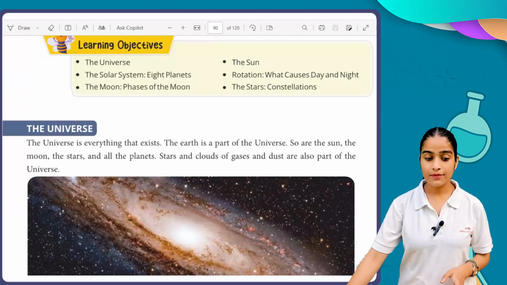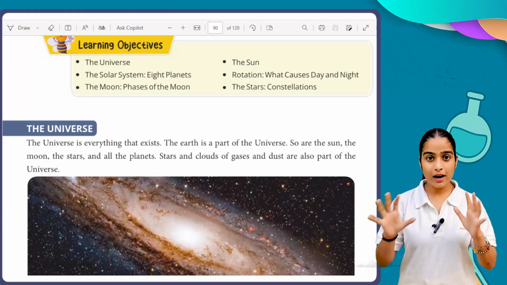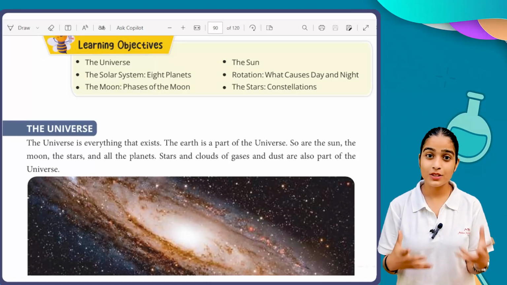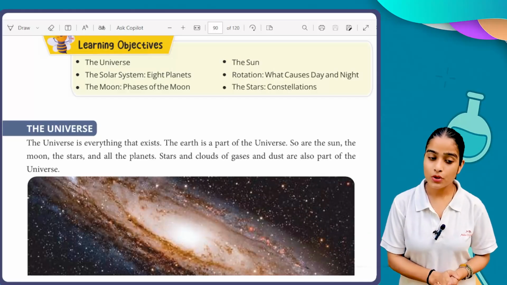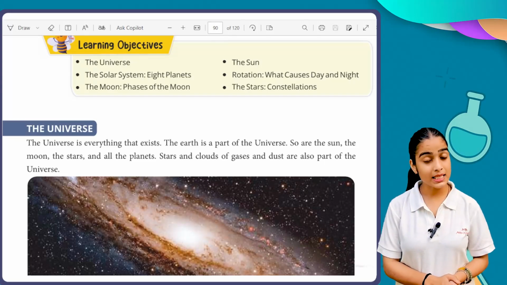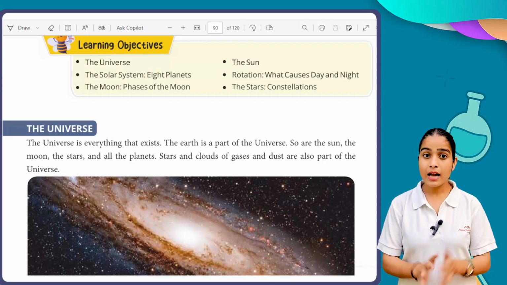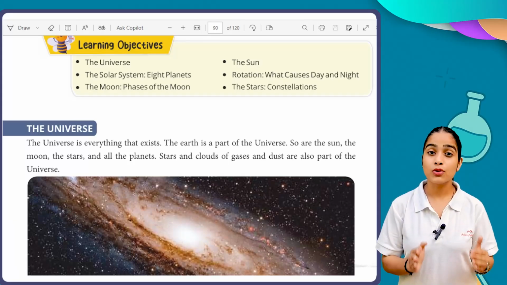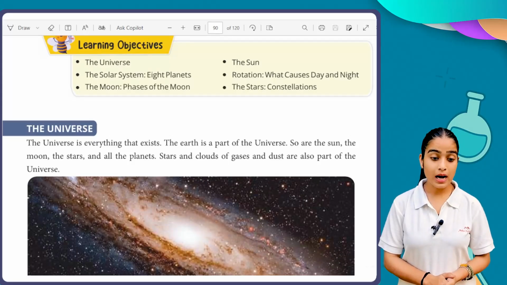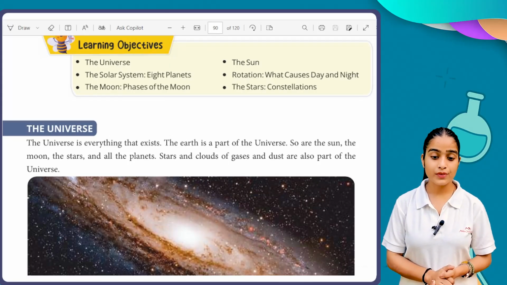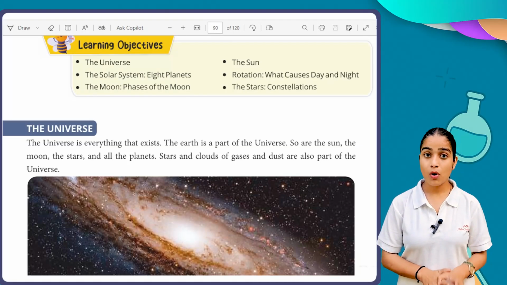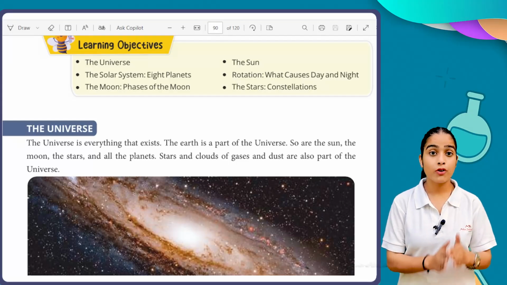First we have the universe. All things, the earth, this sky, are involved in your universe. Without the universe we don't have any of these things. The universe is everything that exists: you exist, I exist, plants and animals exist, and all these things exist in the universe only. The earth is part of the universe, so are the sun, the moon, the stars, and all the planets. Stars and clouds of gases and dust are also part of the universe. So everything we are going to learn in this chapter is part of the universe.